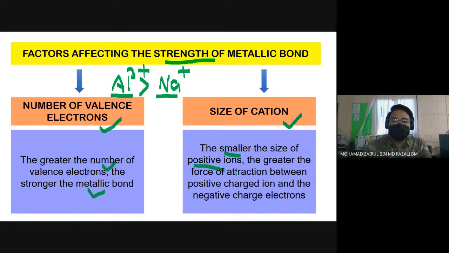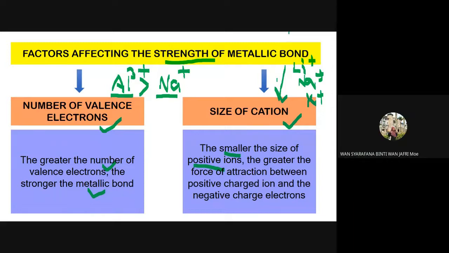Smaller the size of cation tu, positive ion lah, maknanya the force of attraction between positive charge ion and negative charge electron will become stronger. So size of cation become smaller, metallic bond become stronger due to the increase in the force of attraction. Okay, so kalau saya ada Li plus, Na plus, K plus, semua ni group 1. Going down the group 1, what happened to the ionic radius? Increase.